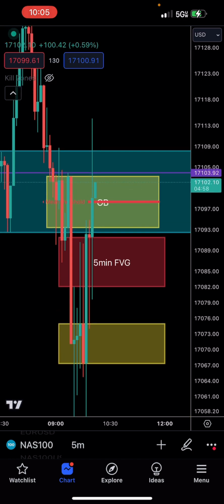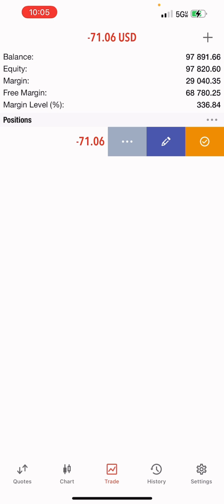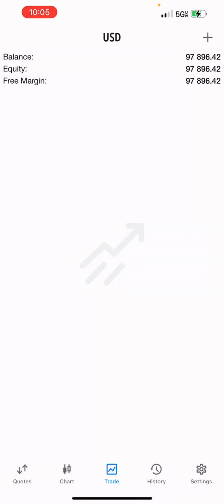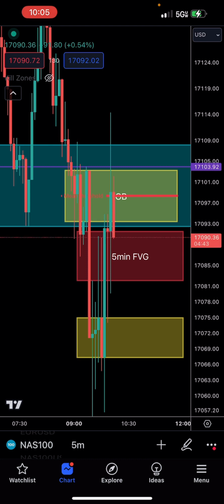That was so close. I wanted to see it close below that line, but I'm closing for a loss. I'd rather just take this loss and then be done, man, because it's such confusing price action.